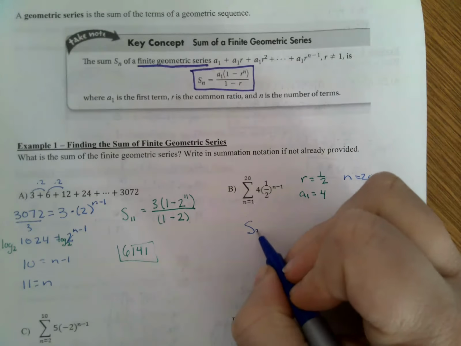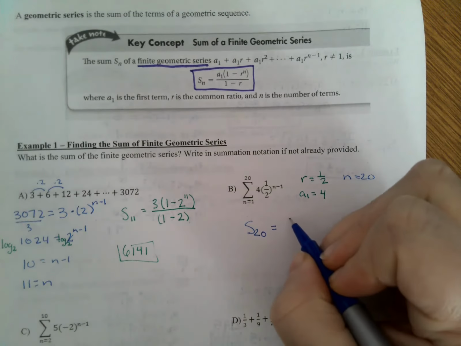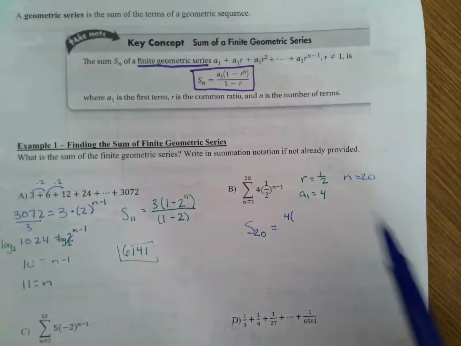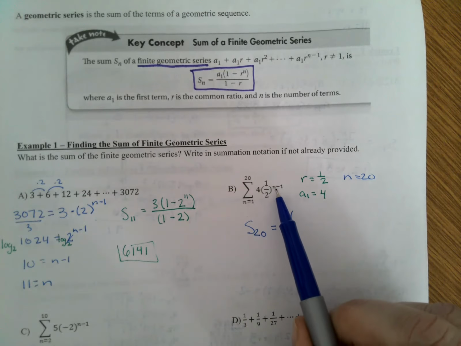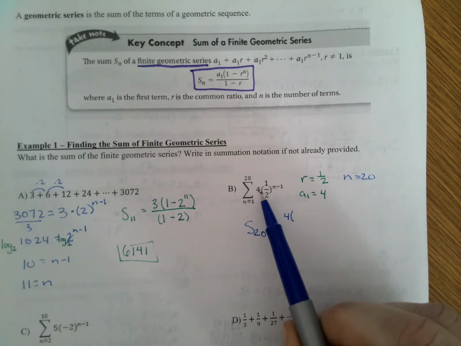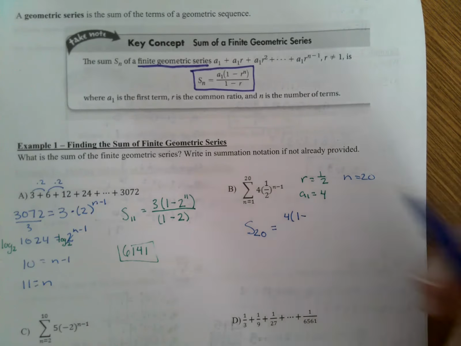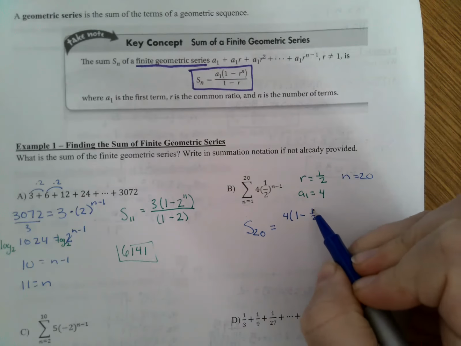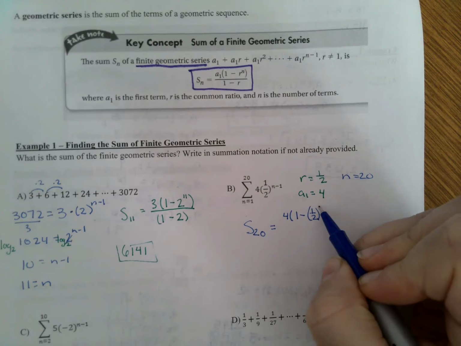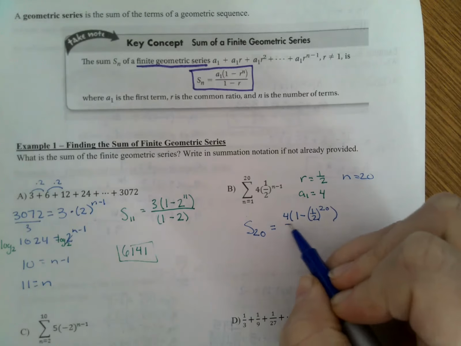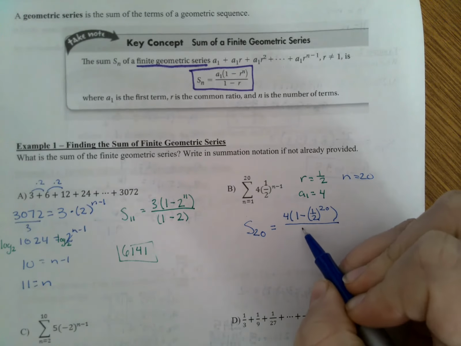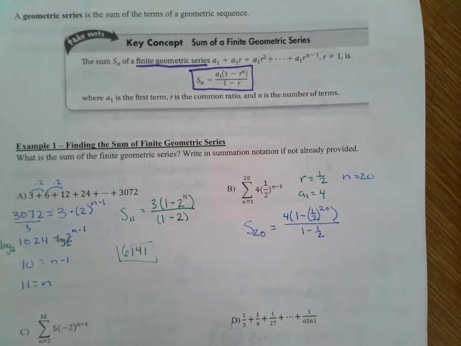So it's the sum of the first 20 terms, equal to your first term. If you didn't trust me, you could plug 1 into this equation. That would give you 0 as the exponent, so that would be 1 still. So my first term is 1, times 1 minus my common ratio, 1/2. This is where you have to be careful. This is going to be raised to the 20th, and that whole thing divided by 1 minus 1/2.